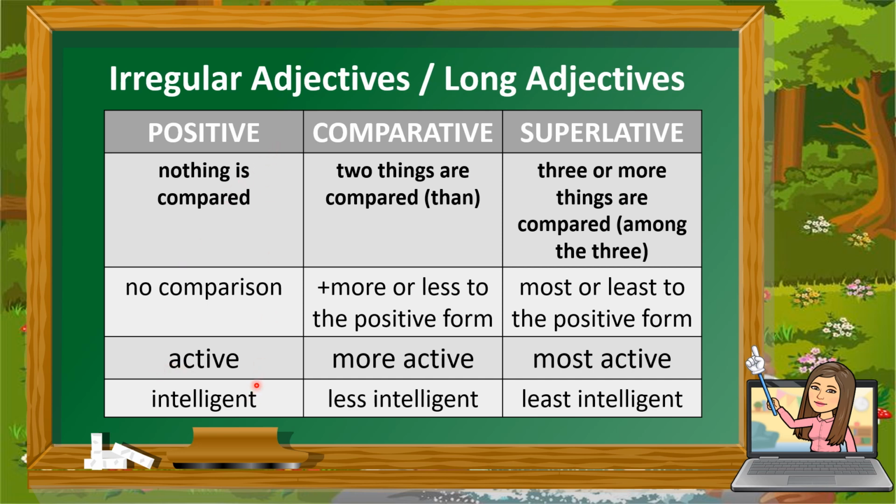Okay, so I have here an example. So in positive degree, so still there is no comparison at all. Okay, so active and then intelligent. So now take a look at this one in comparative degree. We've added more before the adjective, so more active. Okay, and then we've added most before the adjective, so most active. So now let us move on to less and least. Okay, so less intelligent and then least intelligent. So those are examples. Okay, so next one.